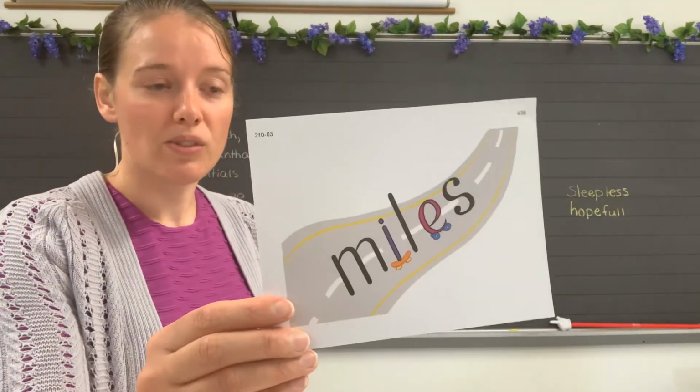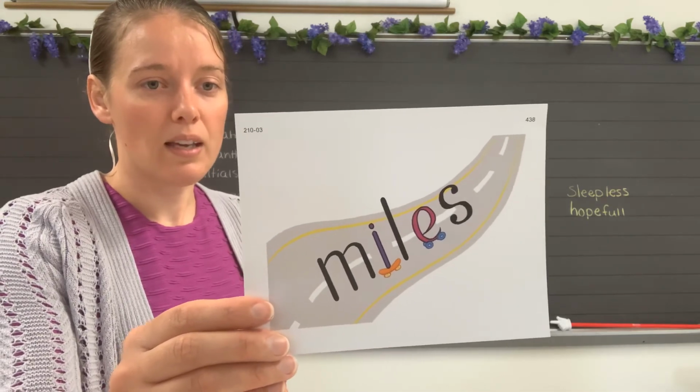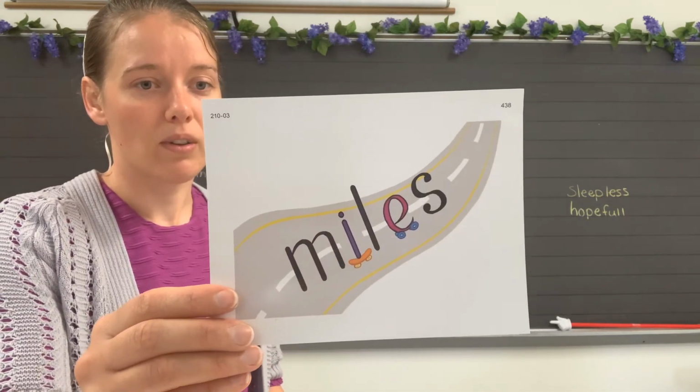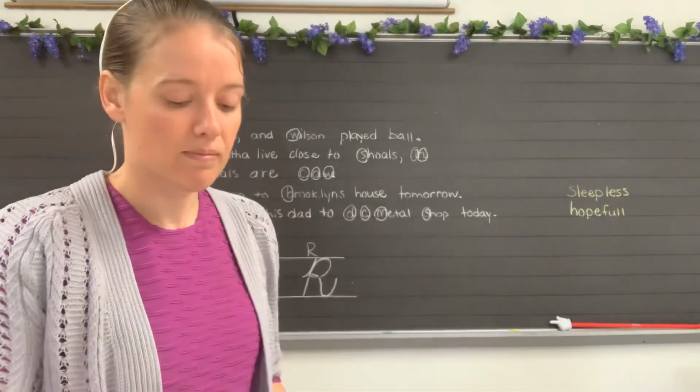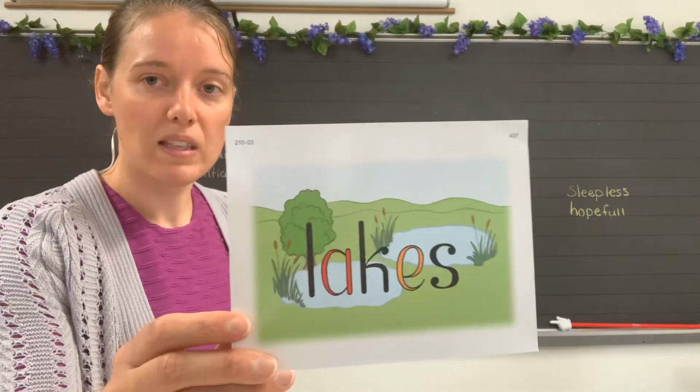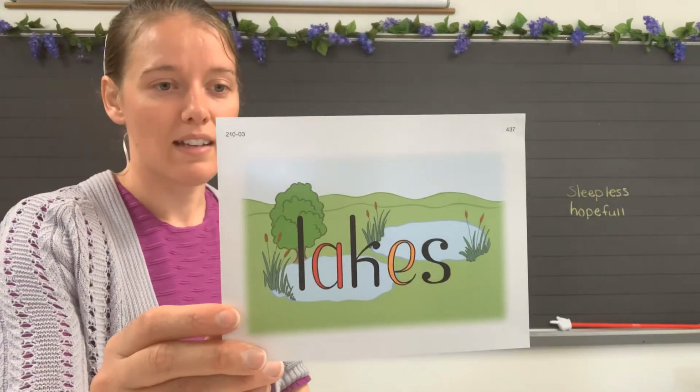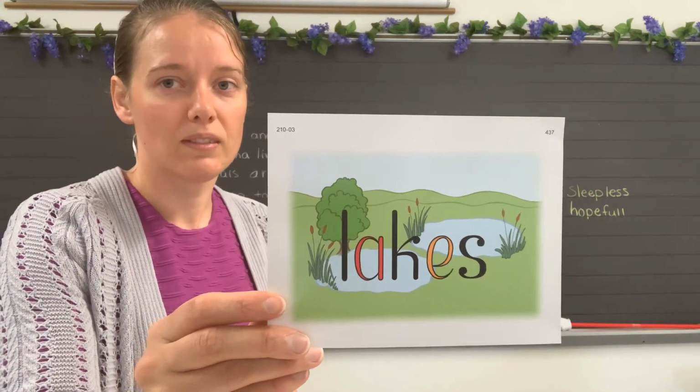Then we have miles. Ike and Elson skateboarded for miles on the deserted road. Miles. Lakes. Granddad has 2 lakes in his field. Lakes.